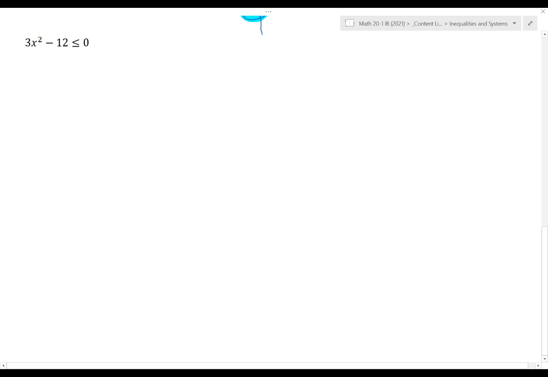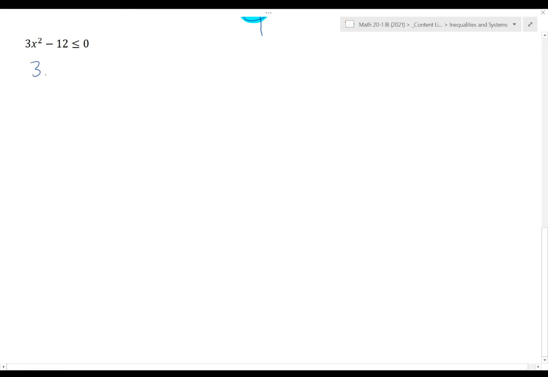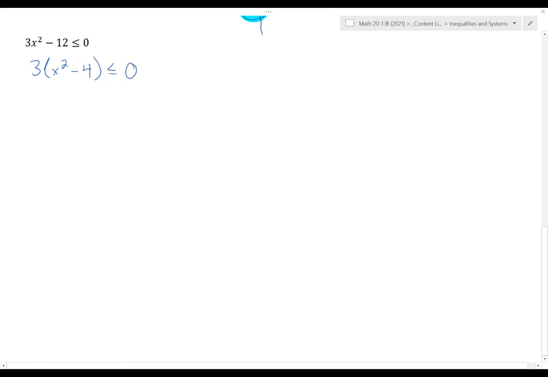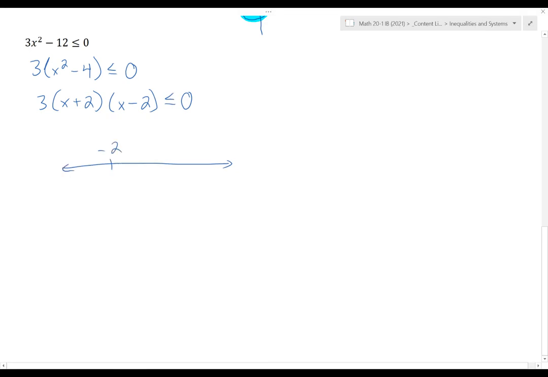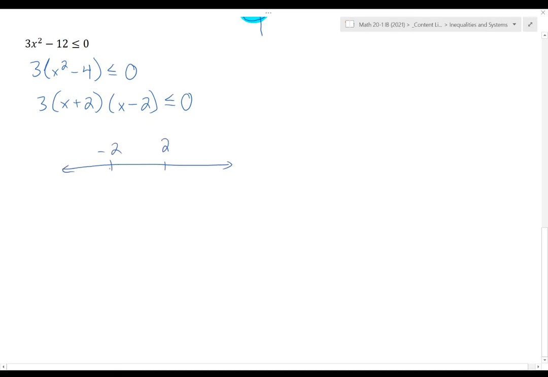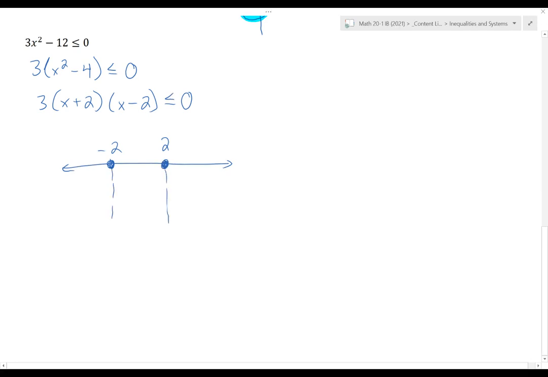So again, same idea, factor. So 3 times x squared minus 4 is less than or equal to 0, which means 3 times x plus 2 times x minus 2 is less than or equal to 0. This time the positive and negative 2 are part of the solution, because if x is negative 2 or if x is positive 2, then this whole thing will be equal to 0, which I do want to include in my solution. So on my number line, I'm going to remind myself of that by using a solid circle.